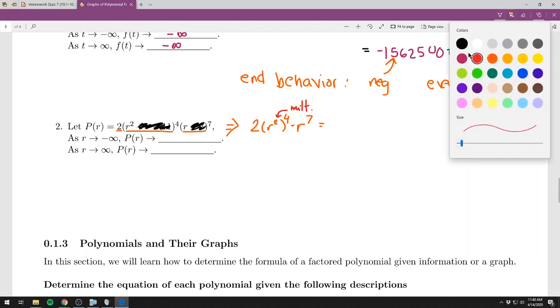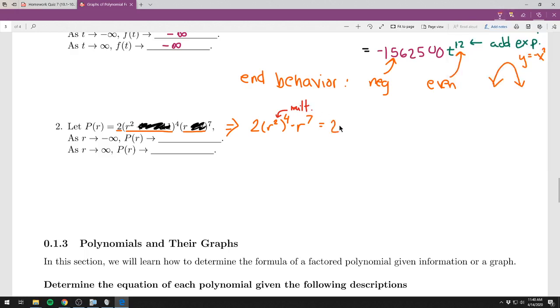The exponents there. We got our 2 out front. 2 times 4 is 8. We got r to the 8th times r to the 7th. All right, we took care of the parentheses. We got rid of that extra exponent. And now we can multiply these. R to the 8th times r to the 7th is r to the 15th. We add them.